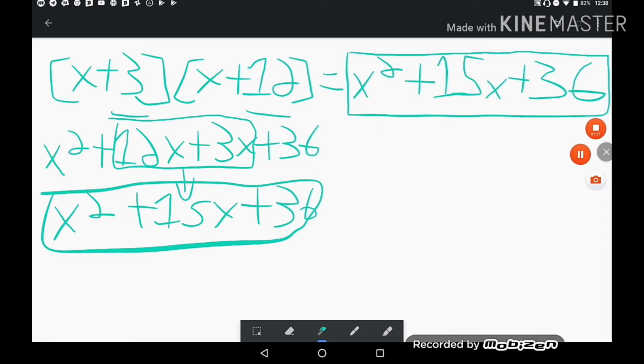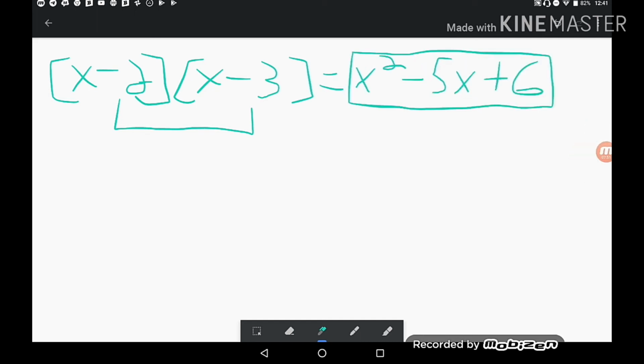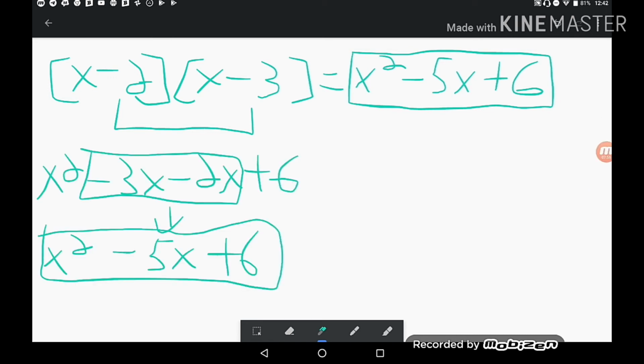Alright, onward. X minus 2 by x minus 3. Again, x squared, negative 2 minus 3 is a negative 5. Attach the x, then you multiply them, giving you positive 6. Man, sorry guys, hold on. There you go. Foiling gives you that. Onward.